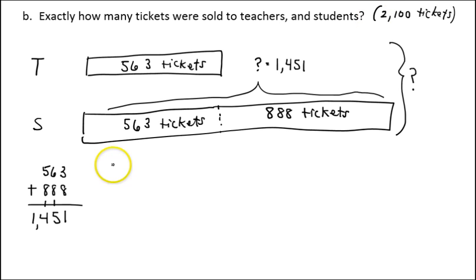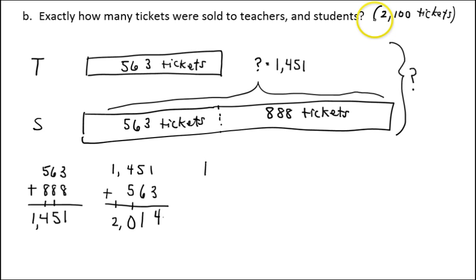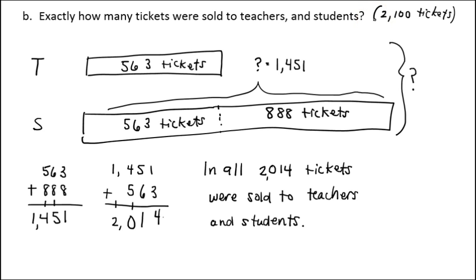Now we'll take that number and add it to the 563 tickets sold to the teachers. 1 plus 3 is 4. 5 plus 6 is 11. 4 plus 5 is 9, plus 1 is 10. 1 plus 1 is 2. That means that in all, 2,014 tickets were sold to teachers and students, which is pretty close to our estimated answer of 2,100 tickets.